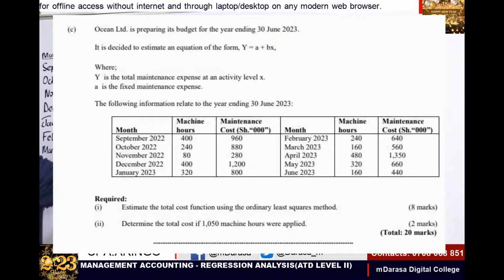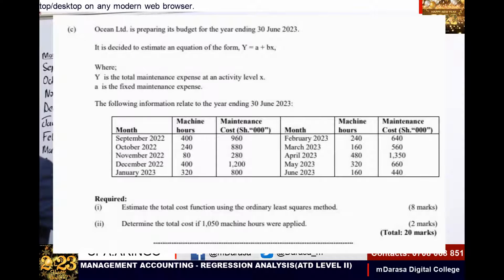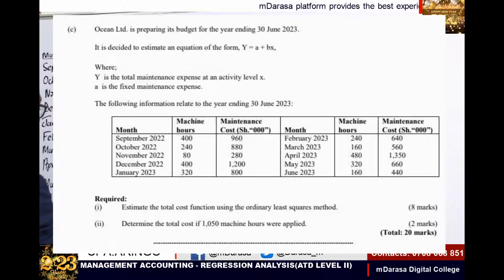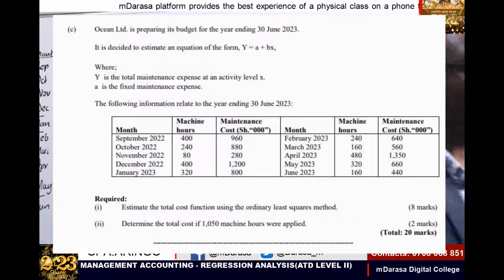Values of Y, which ideally we've agreed is maintenance cost. I'm having 960 here. My good students, you're having 880, 280, 1200, 800, 240, 800, 640, sorry, 560, 1350, 660, and 440. That is the data that you are given, right?